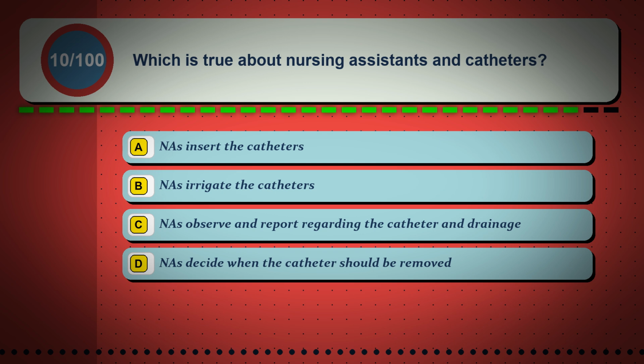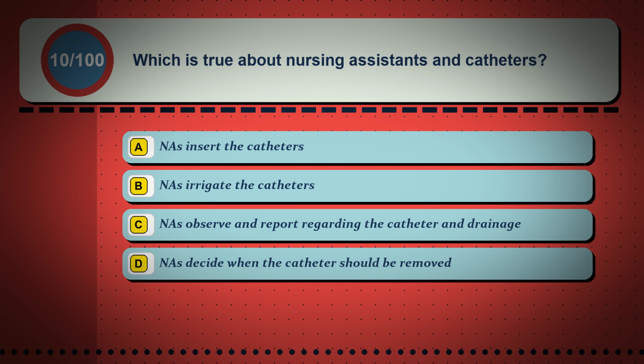Question 10. Which is true about nursing assistants and catheters? Option A. NAs insert the catheters. Option B. NAs irrigate the catheters. Option C. NAs observe and report regarding the catheter and drainage. Option D. NAs decide when the catheter should be removed.